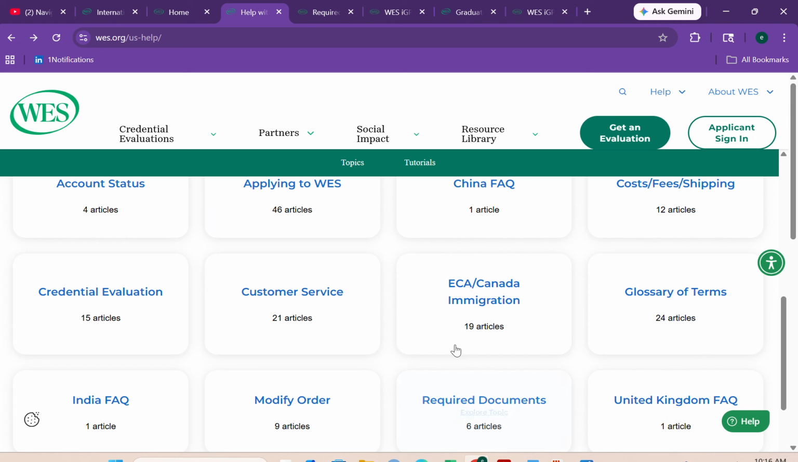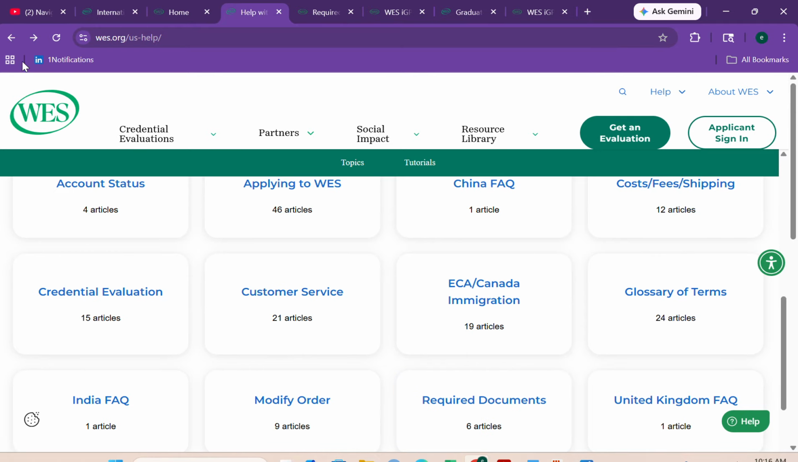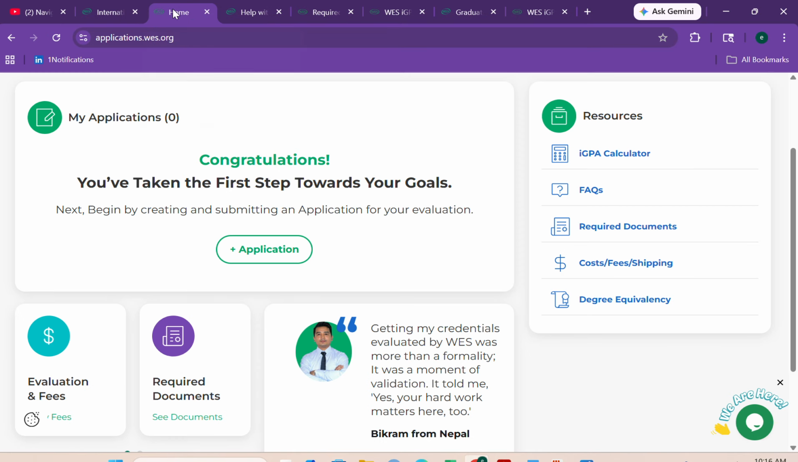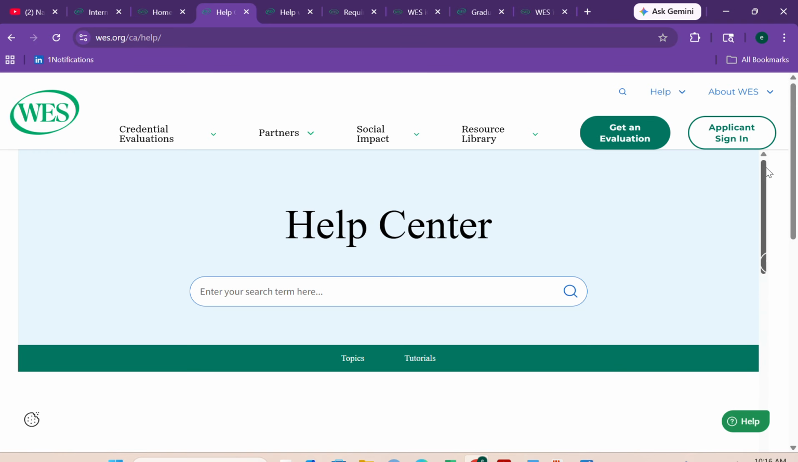So they have frequently asked questions based on any credential evaluation, customer service, any kind of questions. If you are doing immigration, every single one of them is answered there. So frequently asked questions, let's go there again. If you're applying to a Canadian school and you have a question, or you want to do your evaluation, you click on it as well.